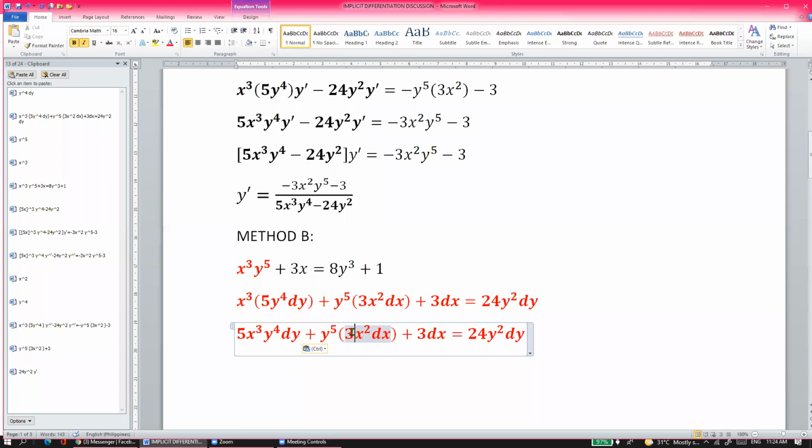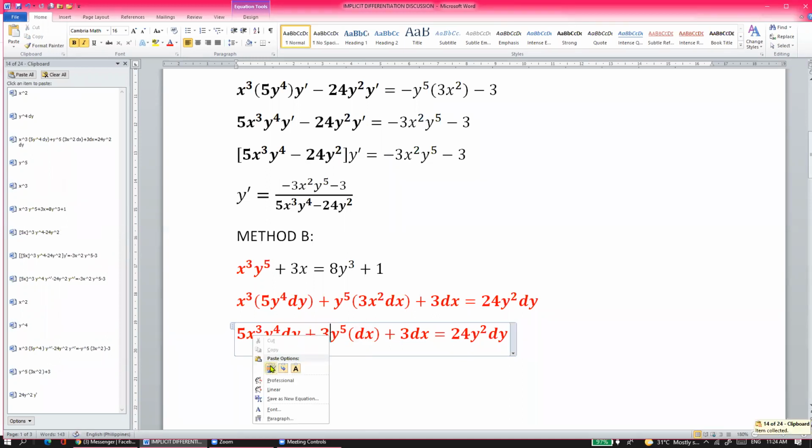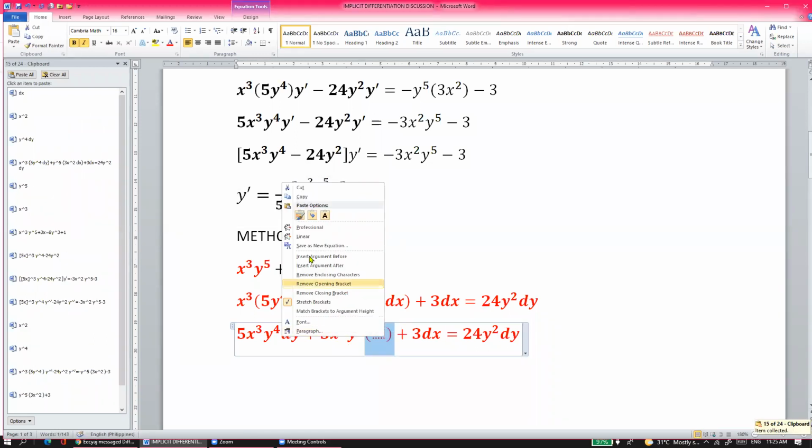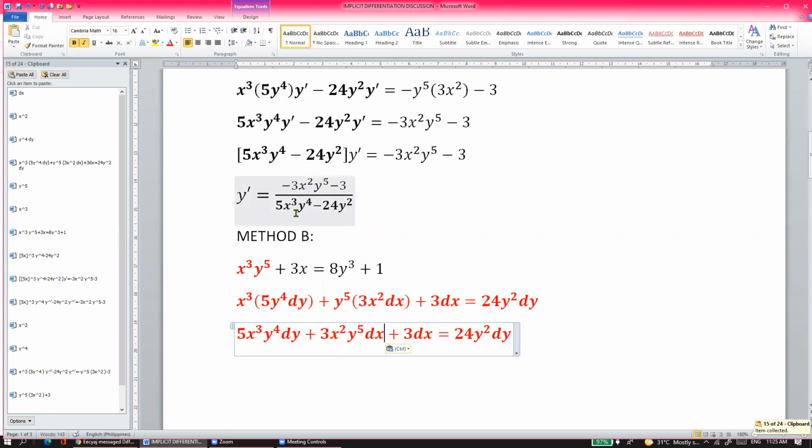Yung 3, aalisin ko muna, ilalagay ko sa unahan. And then yung x squared, kakatin ko rin, ilalagay ko sa pagitan ng 3 and y to the 5th power. And then yung dx, kakatin ko, yan, isa-sulat ko sa pinakahuli. Can you follow? Can you follow, class? Yes po.